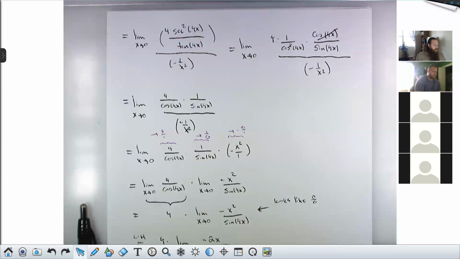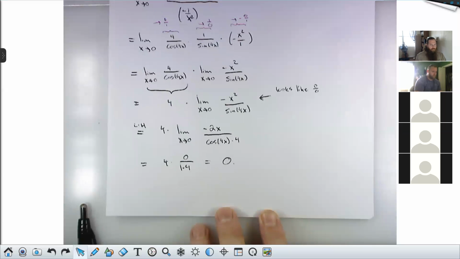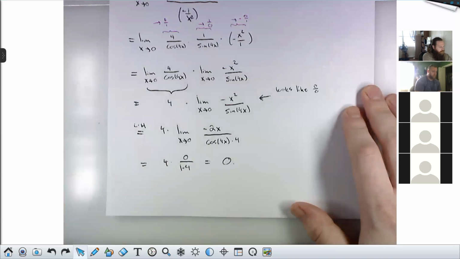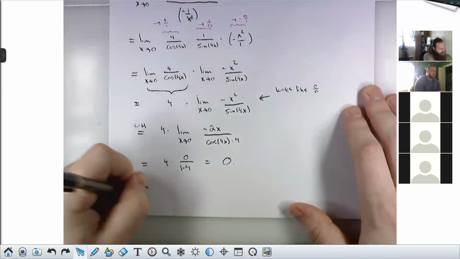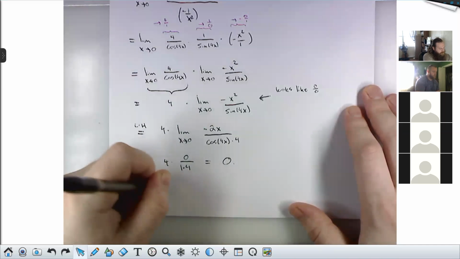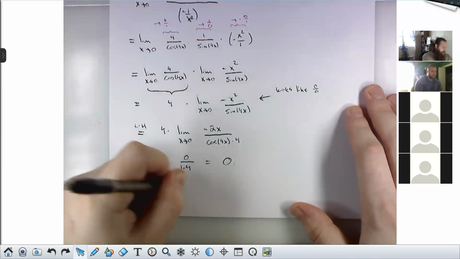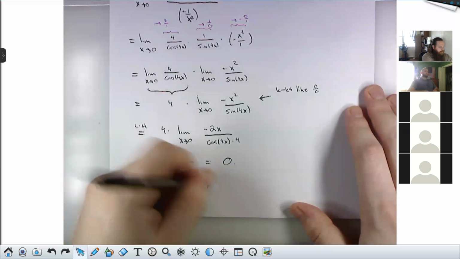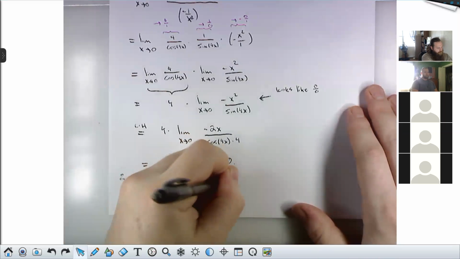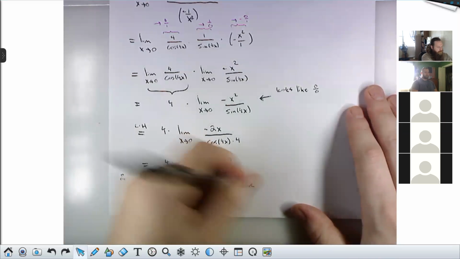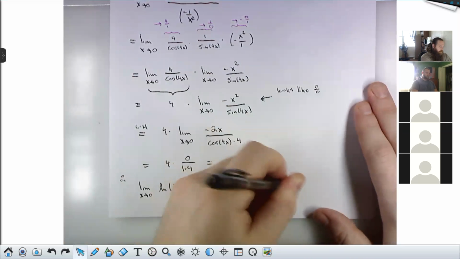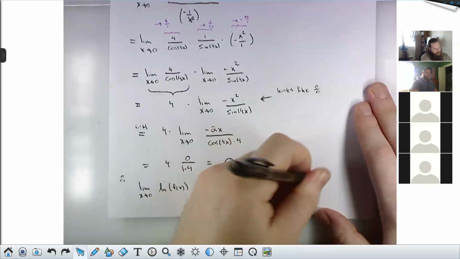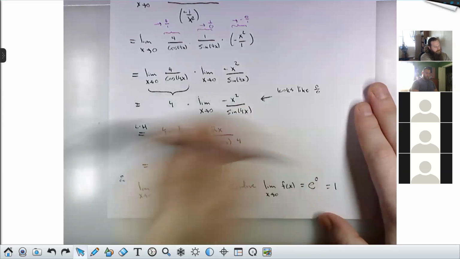All right, and we're actually not done yet. We still need to finish. So before you screen cap this last bit, let's finish things up. So what we've shown here is that the limit as x goes to 0 of the natural log of my function is equal to 0. Therefore, the limit as x goes to 0 of our function should be e to the 0, which is 1.